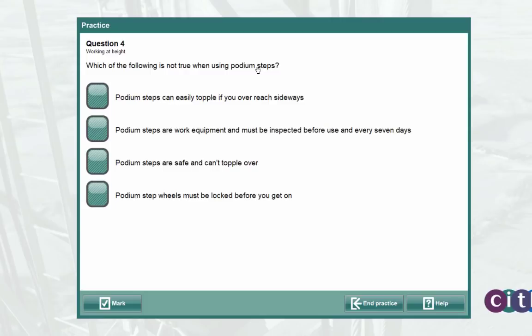Which of the following is not true when using podium steps? Podium steps can easily topple if you overreach sideways. Podium steps are work equipment and must be inspected before use and every 7 days. Podium steps are safe and can't topple over. Podium step wheels must be locked before you get on.